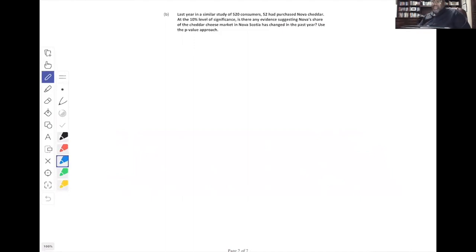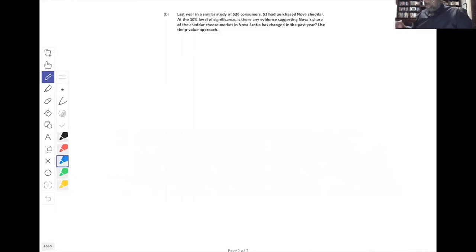So this is now not asking that it has increased. It's just asking, has it changed? It could have gotten worse, could have gotten better, in which case that's a two-tailed test. And is it a one sample or two sample test? Well, we had a new sample that was taken, 380, and 76 people bought Nova Cheddar. And now we've been told last year, out of 520 people, 52 actually bought Nova Cheddar. So we do have a second sample. Last year is treated as one population, this year a different population.